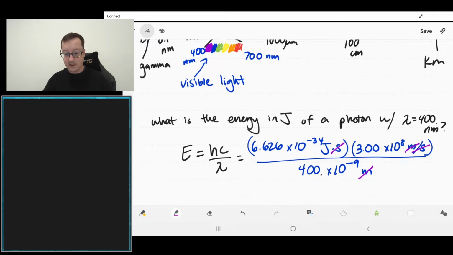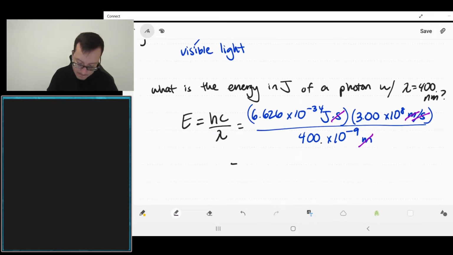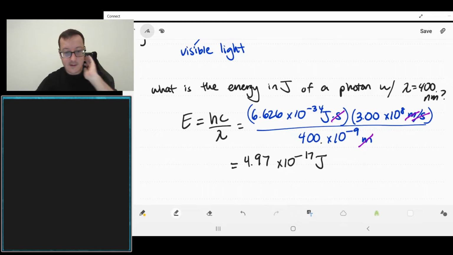And I do not have a calculator, so to Google we go. So let's see, 6.626 times 10 to the negative 34 times 3 times 10 to the 8th divided by 4 times 10 to the negative 9th. We do this, and we get 4.97 times 10 to the negative 17 joules. And indeed, this does not seem like a lot of energy. So, what's the point?